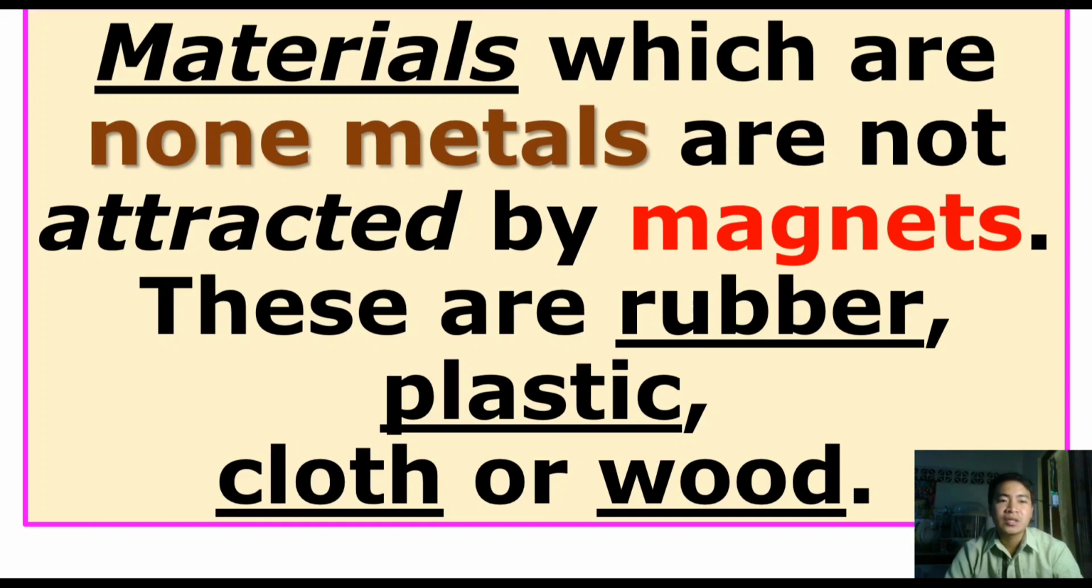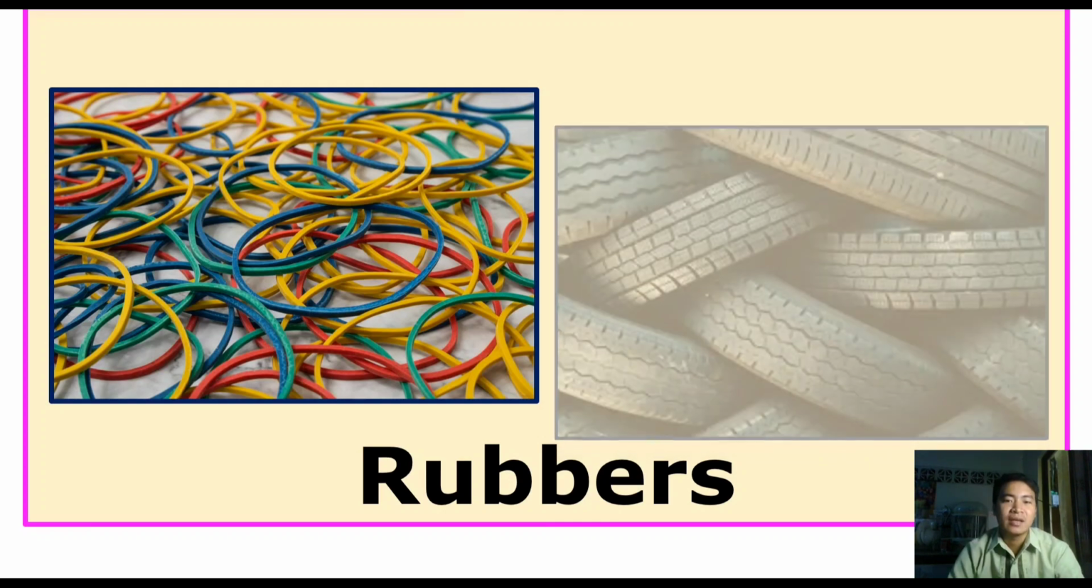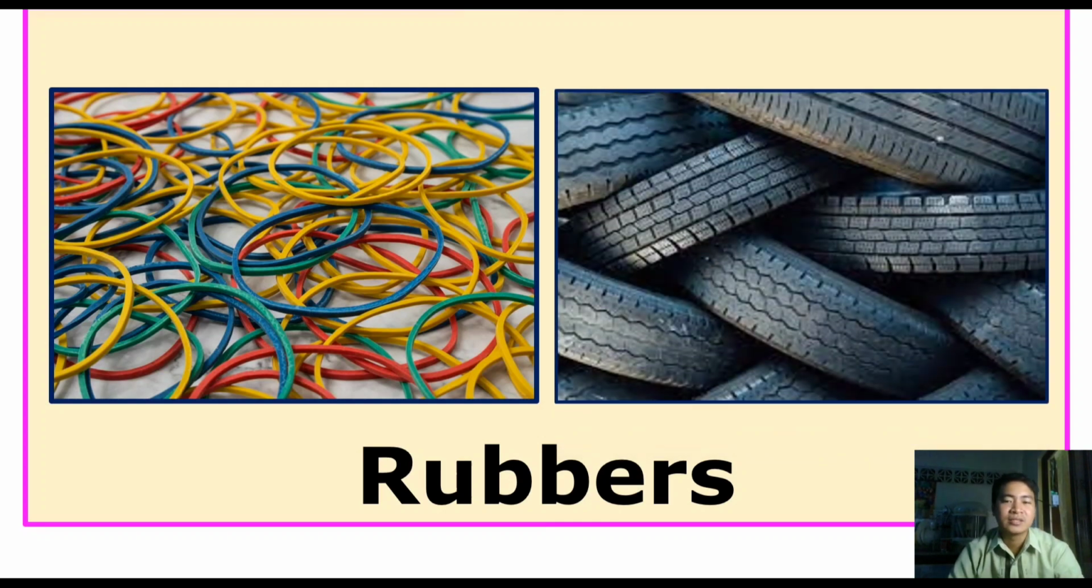So materials which are non-metals are not attracted by magnets, meaning they have no metals. These are rubber, plastic, cloth, or wood. So we have the rubbers, just like the rubber bands, and we have the tires. So they cannot be attracted to magnets, or they are called non-metals.